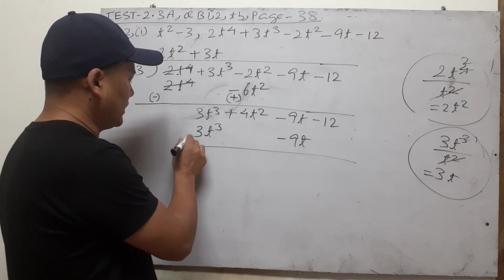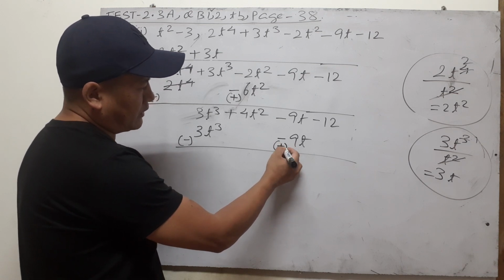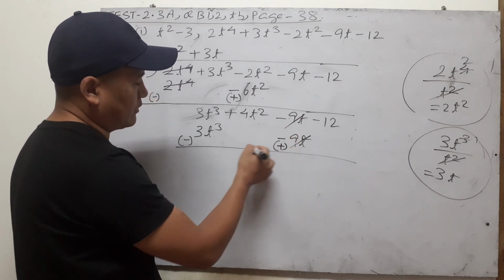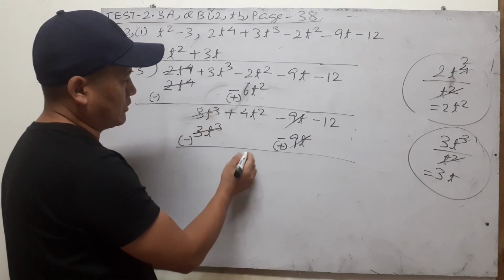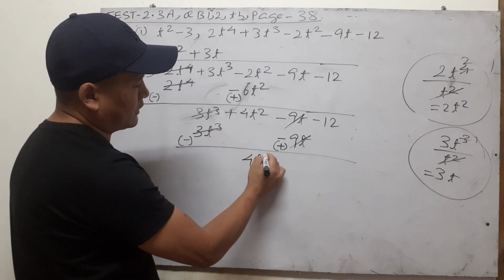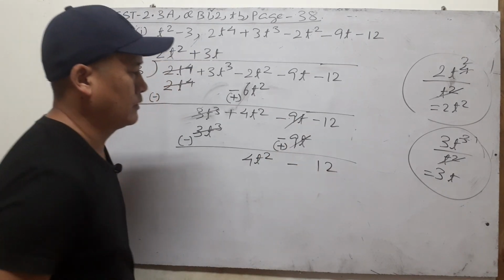Plus 3t cubed becomes minus 3t cubed. Minus 9t becomes plus 9t. So plus 9t minus 9t is 0. Likewise, minus 3t cubed and plus 3t cubed is also 0. So we're left with 4t squared, this is gone, and here minus 12.